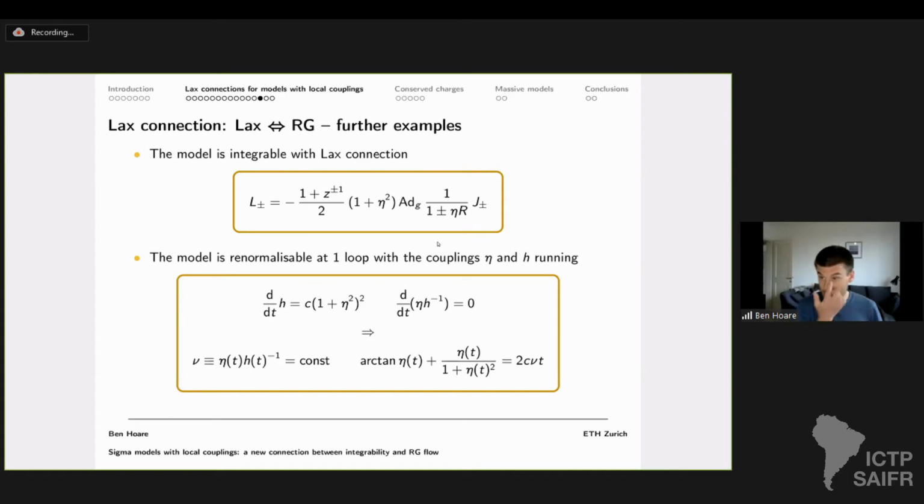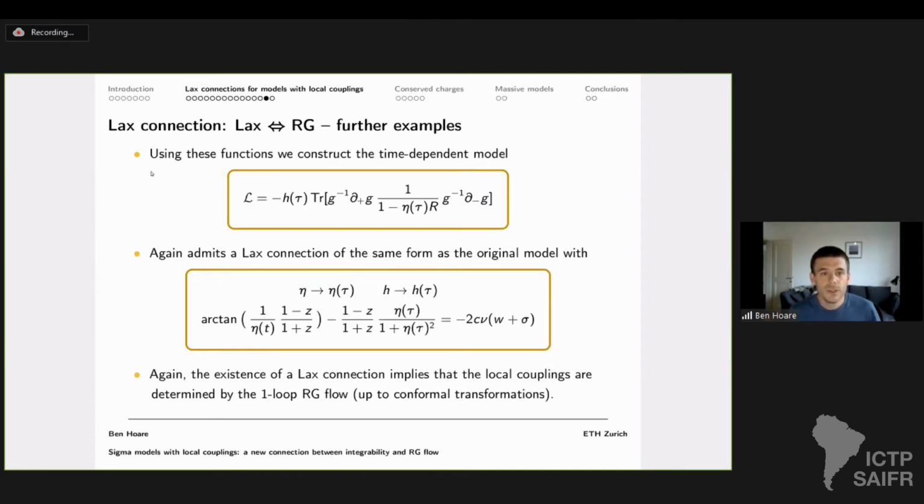And well, this model has the 2 properties we want. It's integrable. The Lax connection is written here. It's also renormalizable at 1 loop with the couplings η and H running. These are the equations. These are the solutions. ν is basically an RG invariant, and then the expression for η is given implicitly by this second equation here.